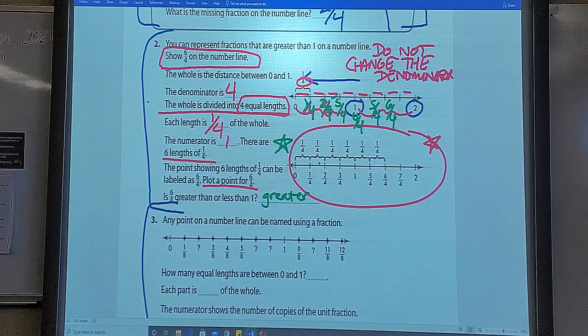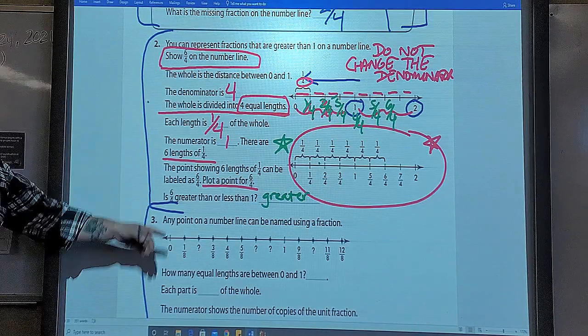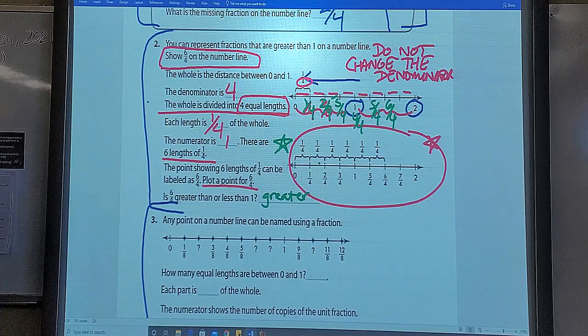Madeline. The numerator is always smaller than the denominator. That's exactly right. So if you ever see a numerator that's bigger than the denominator, that means that you have a number that's greater than 1. So that is correct. Because we really want our numerator to be smaller. So if you see a number like 6/4, the numerator is too big. It's bigger than the denominator, which means you've gone over 1. You've jumped over the 1.